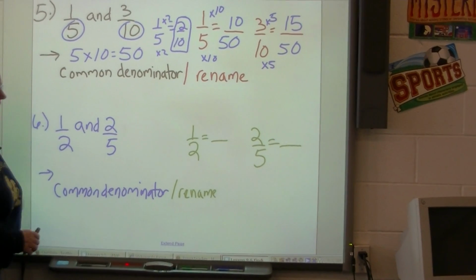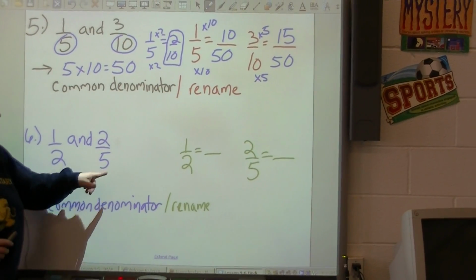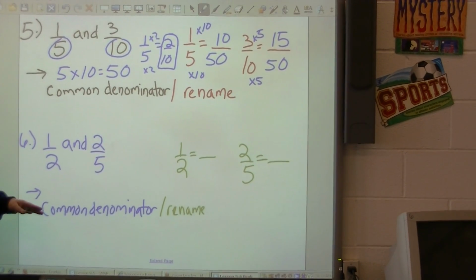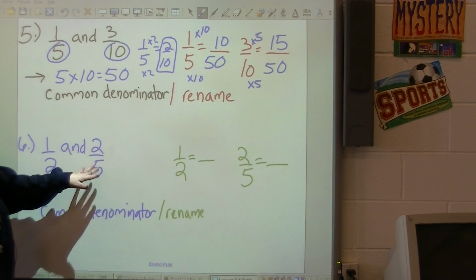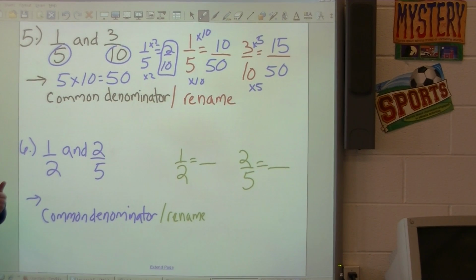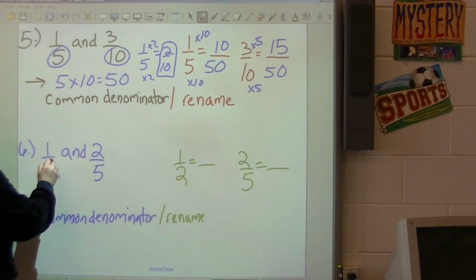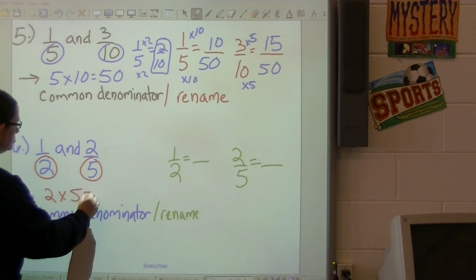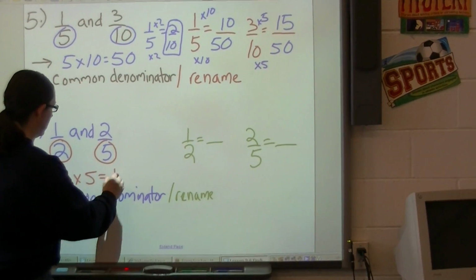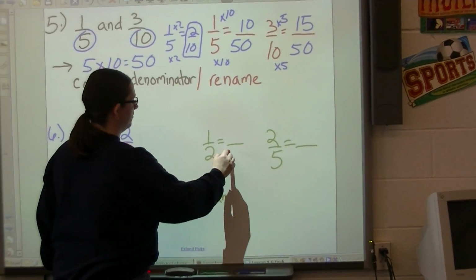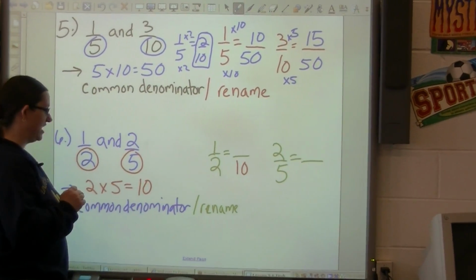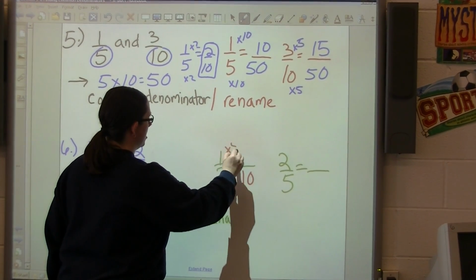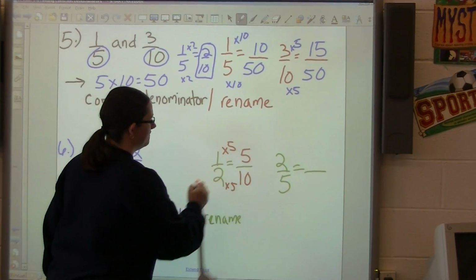We have 1/2 and 2/5. Okay, I'm looking at my denominators. This one will only be one way because 2 does not have any multiples of 5 and vice versa. So we do have to take our denominators and multiply them to get our common denominator. So 2 times 5 gives us what? 10. Good. Okay, so now we make equivalent fractions using the denominator 10. 2 times what gives us 10? 5, good, and 1 times 5 gives us 5, good.